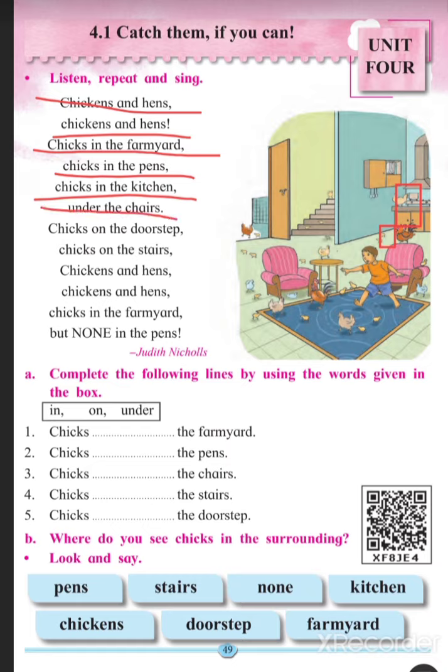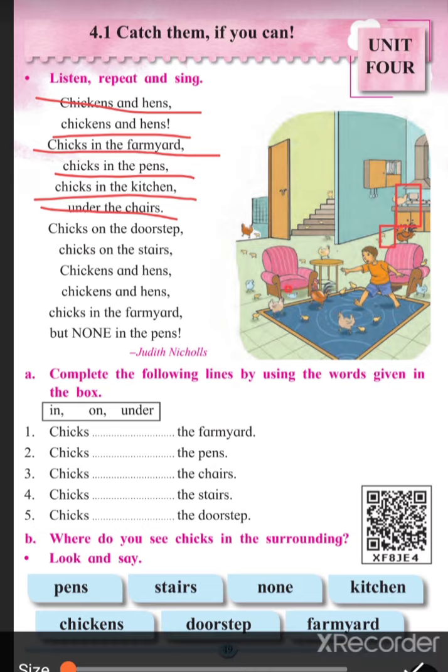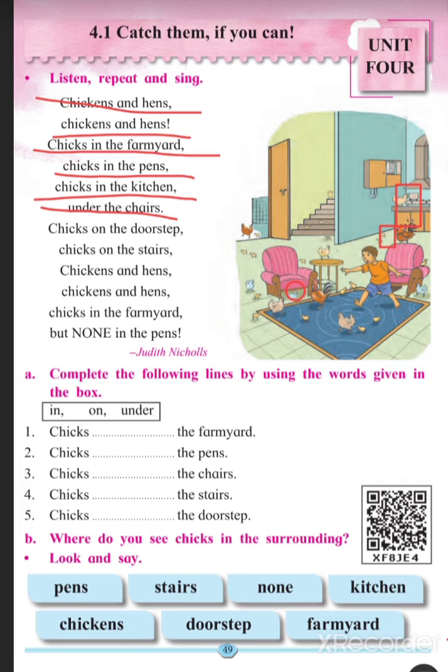Then, under the chairs, where are the chicks? Under the chair as well, as you can see here. Chicks on the doorsteps, chicks on the stairs. As you can see again, the chicks are on the doorstep and the chicks are on the stairs.